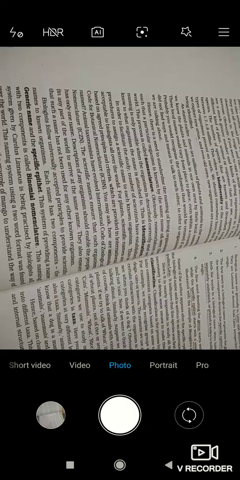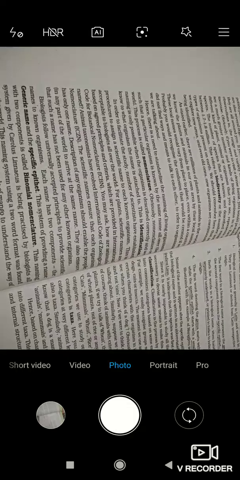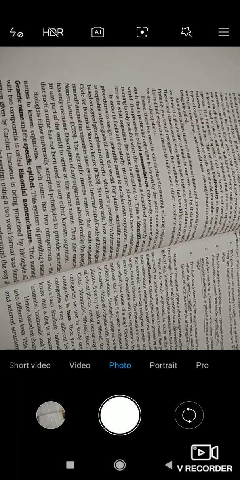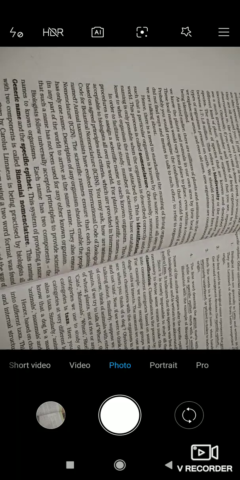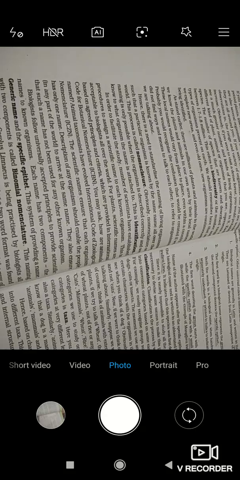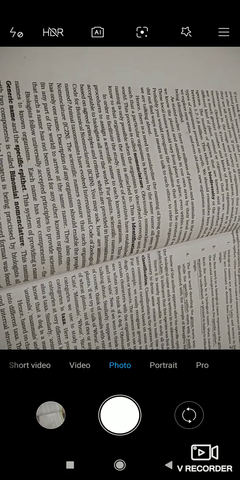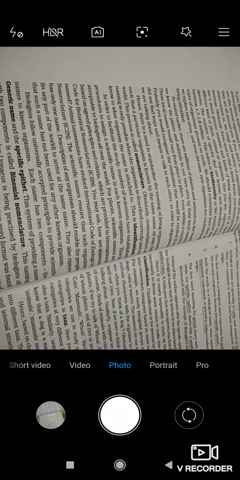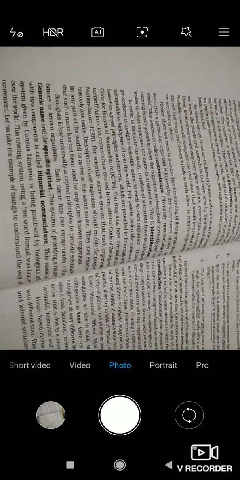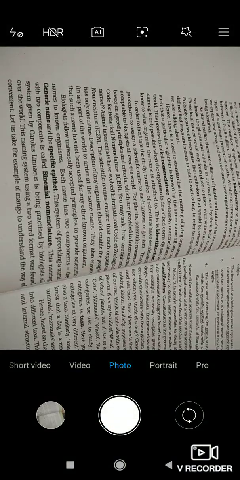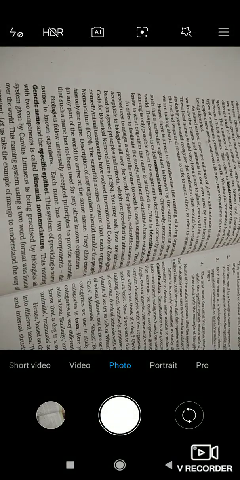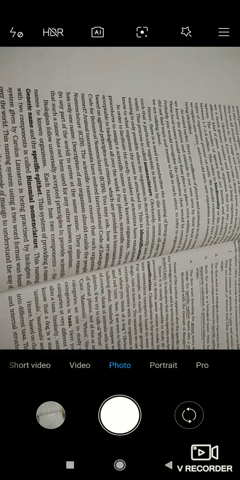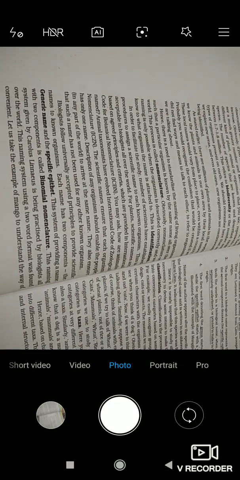This system of providing a name with two components is known as binomial nomenclature. The process of naming these organisms where two names are there, the first generic name and the second specific epithet, is known as binomial nomenclature. So it is telling that this system of providing a name with two components is called binomial nomenclature.